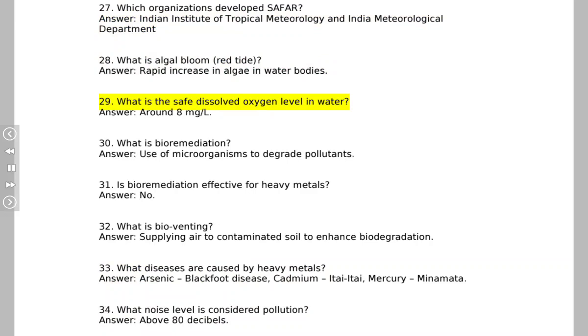29. What is the safe dissolved oxygen level in water? Answer. Around 8 mg per liter. 30. What is bioremediation? Answer. Use of microorganisms to degrade pollutants. 31. Is bioremediation effective for heavy metals? Answer. No. 32. What is bioventing? Answer. Supplying air to contaminated soil to enhance biodegradation.